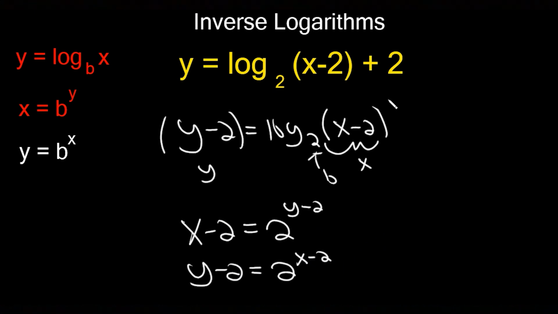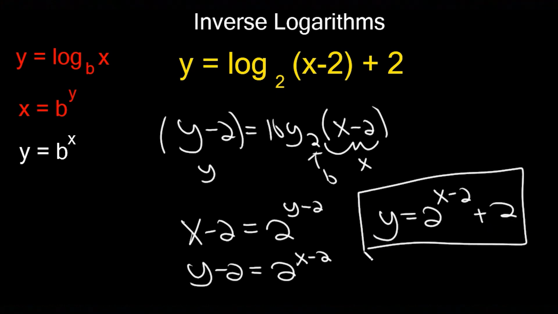And then solving for y, you get the following. You get y is equal to 2 to the x minus 2, and then plus 2. And here you go. We're done. All right, so there's the inverse of that logarithm. Let's go ahead and try one more example.